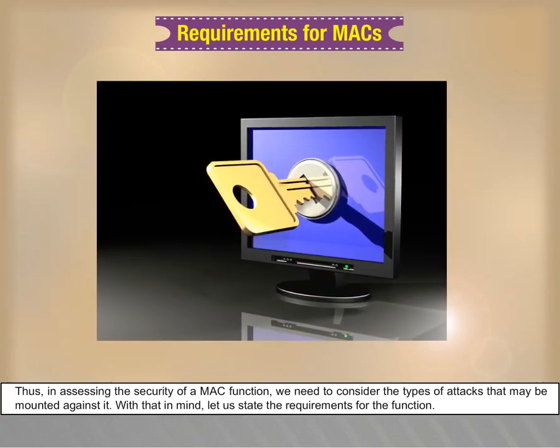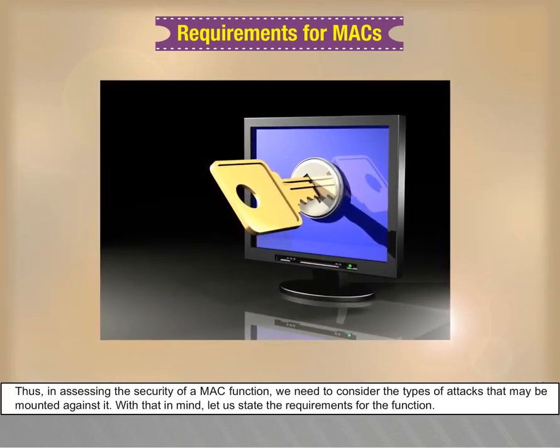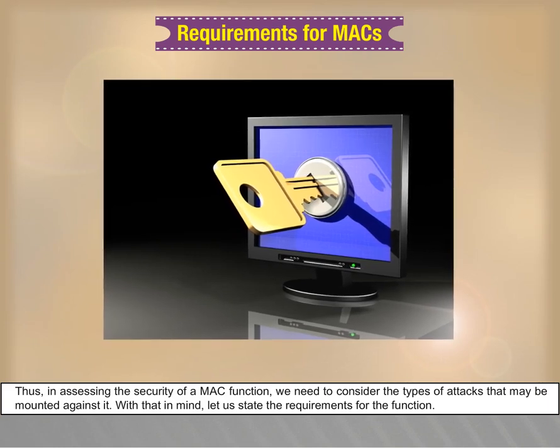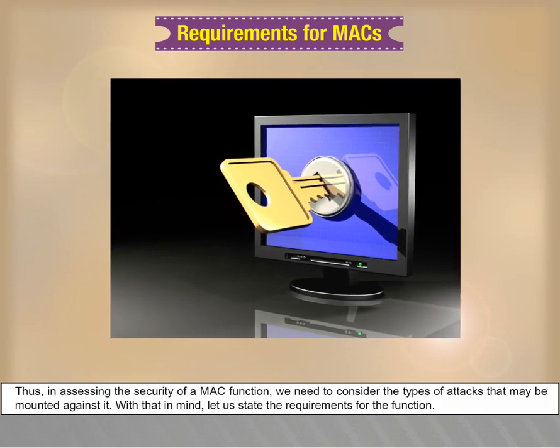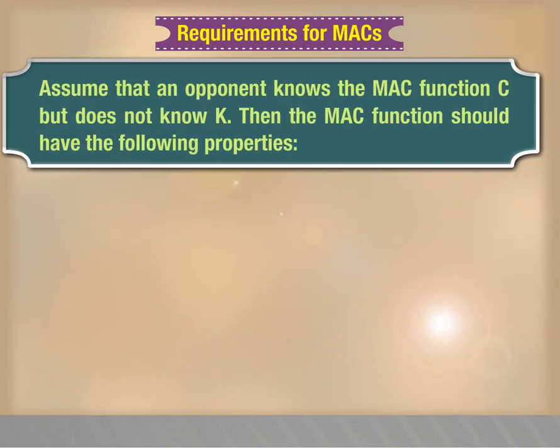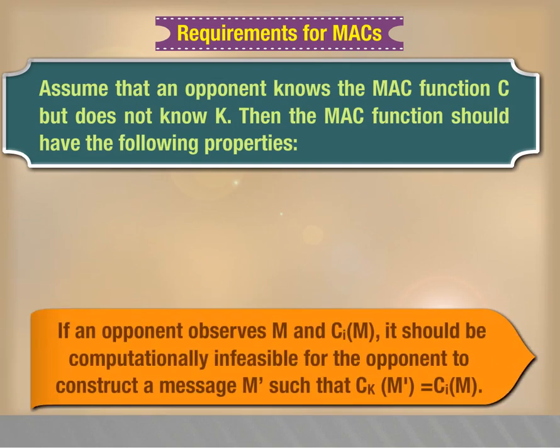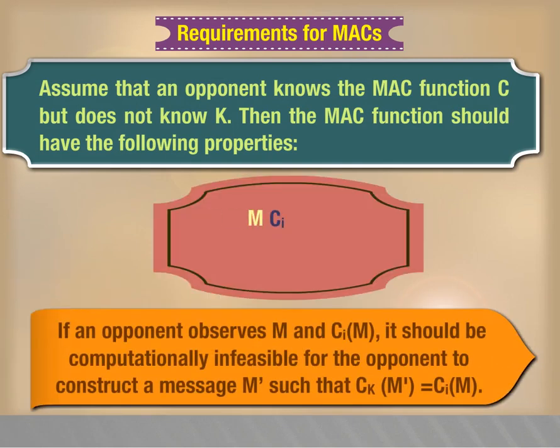Thus, in assessing the security of a MAC function, we need to consider the types of attacks that may be mounted against it. With that in mind, let us state the requirements for the function. Assume that an opponent knows the MAC function C but does not know K. Then the MAC function should have the following properties. If an opponent observes M and C_K(M), it should be computationally infeasible for the opponent to construct a message M' such that C_K(M') is equal to C_K(M).